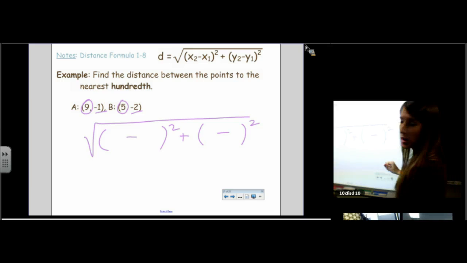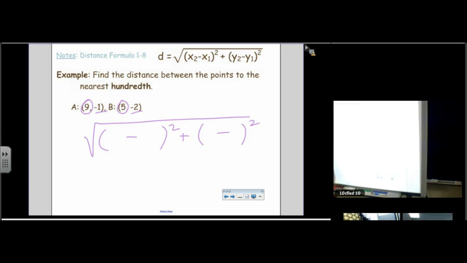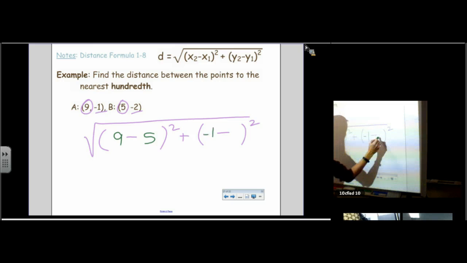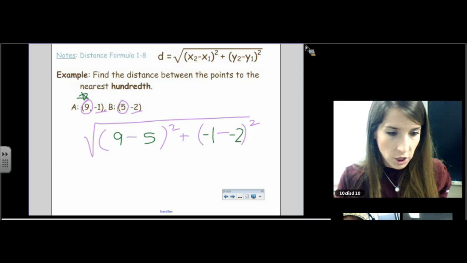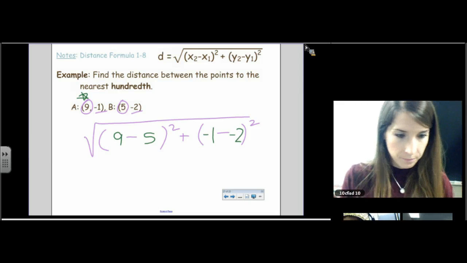Okay, now we're going to put the X's together. 9, 5. We're going to put the Y's together. -1, -2. The circled ones go there. Make sure if you put the 9 first, you better put the -1 first. Make sure you go in the same order each time.